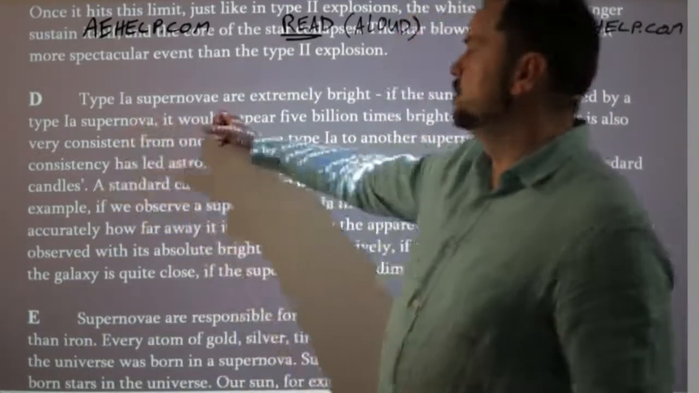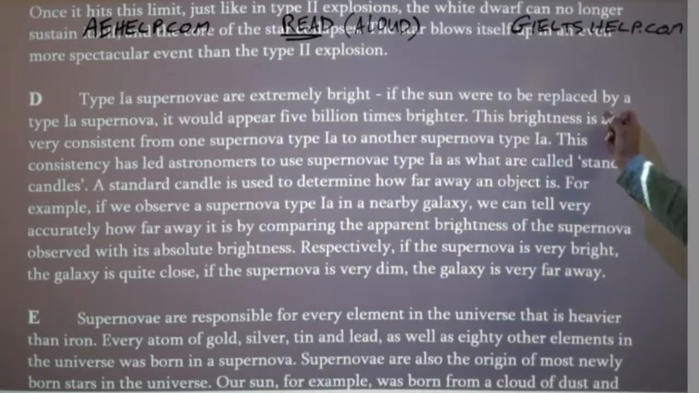D. Type 1a supernovae are extremely bright. If the sun were to be replaced by a type 1a supernova, it would appear 5 billion times brighter. This brightness is also very consistent from one supernova type 1a to another. This consistency has led astronomers to use supernova type 1a as what are called standard candles. A standard candle is used to determine how far away an object is. For example, if we observe a supernova type 1a in a nearby galaxy, we can tell very accurately how far away it is by comparing the apparent brightness of the supernova observed with its absolute brightness.